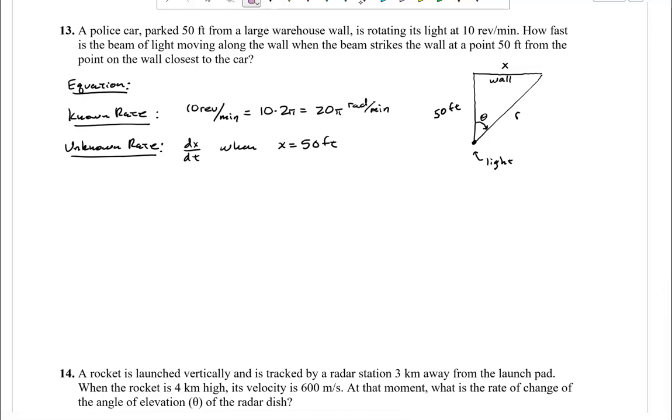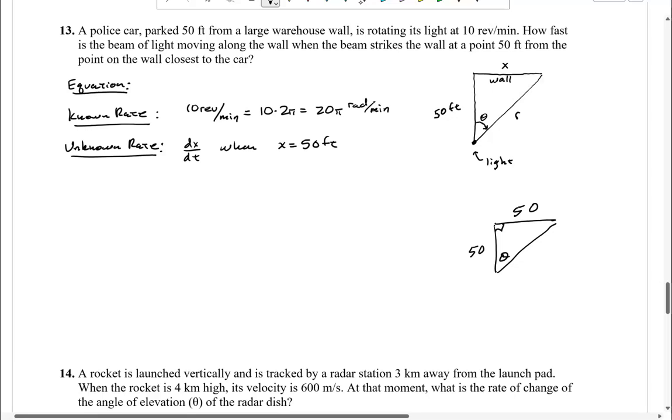What does that tell us about theta when x is 50 feet? Well, you might recognize that you have a 50, 50 right triangle, right? This is a 45, 45, 90 triangle. So we can immediately see that the tangent of theta is going to be 1. So we know that theta is pi over 4. Another way of thinking about it is that tan theta is equal to 50 over 50, which equals 1, and that implies that theta is pi over 4.